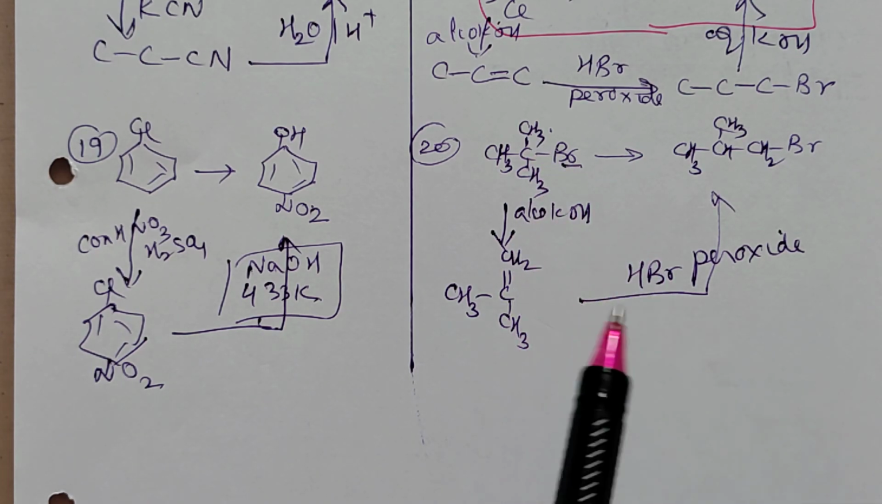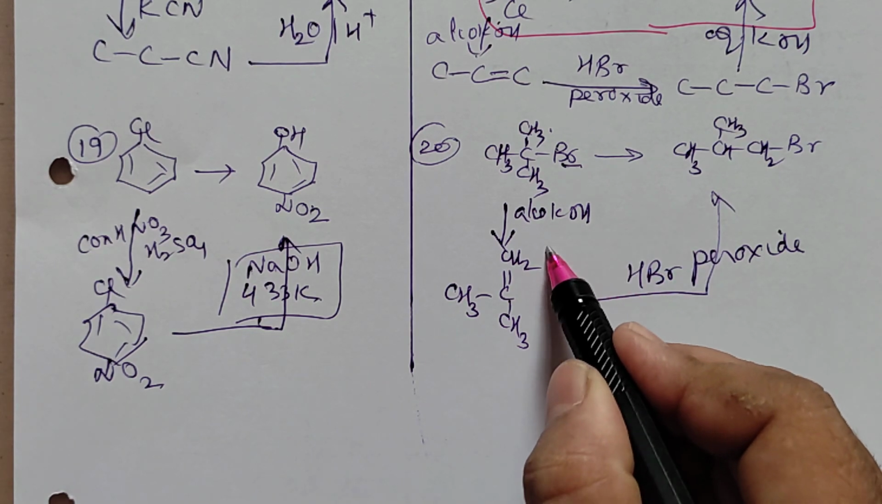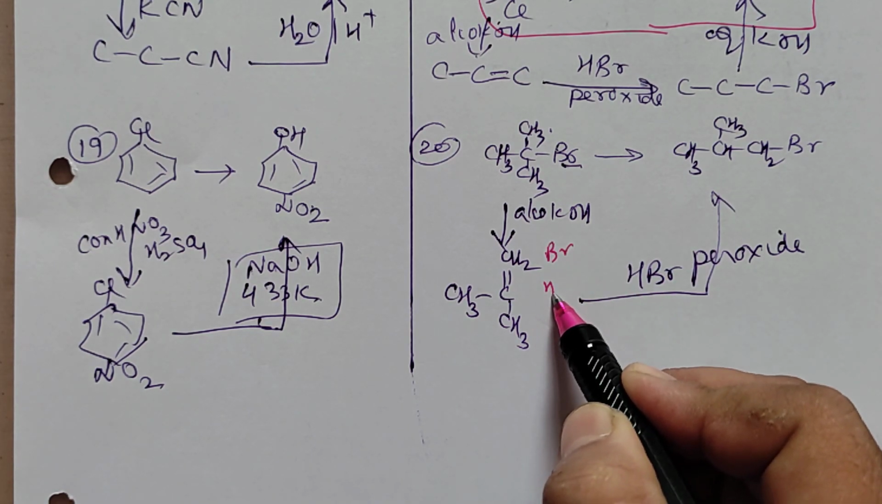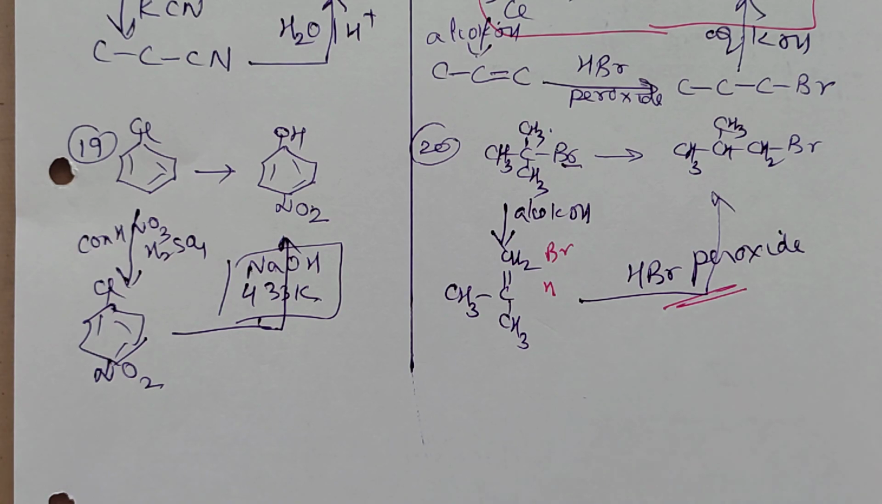Now I want Br here. I want Br to be added here and I want H this side. So it has to be anti-Markovnikov's addition of HBr. Got it? So please practice all the conversions nicely now for more confidence.